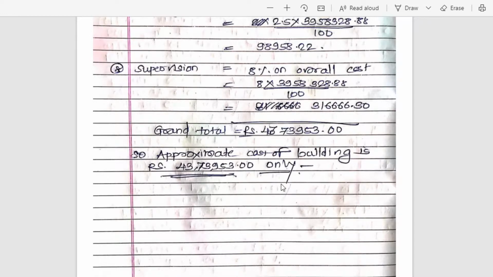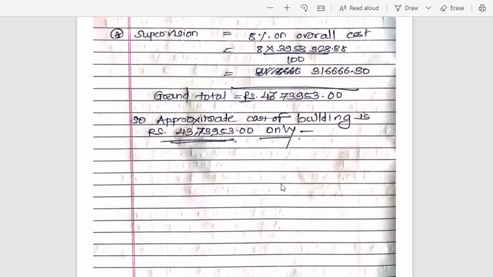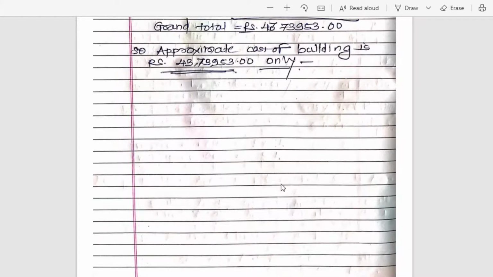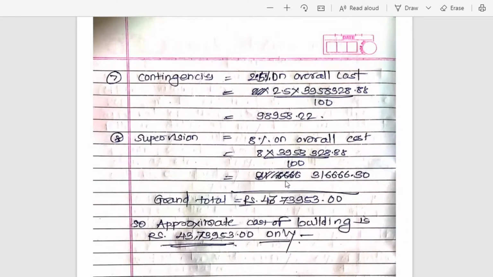Like this we have to solve the problems. Now in the next lecture we will see some other problems on approximate estimation of different types. And with this I will stop here.